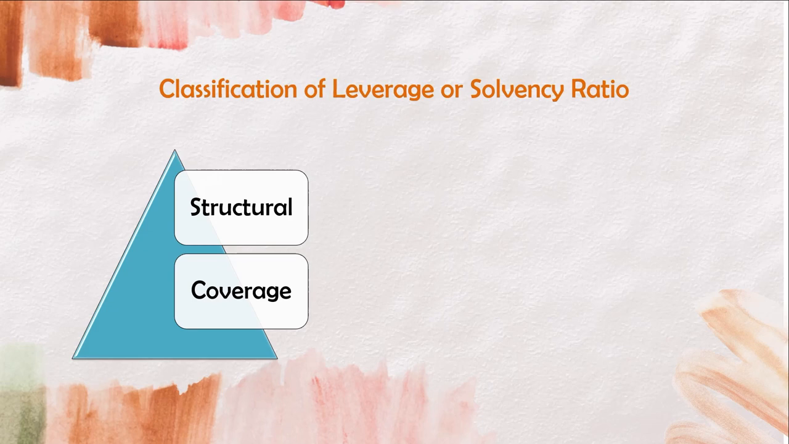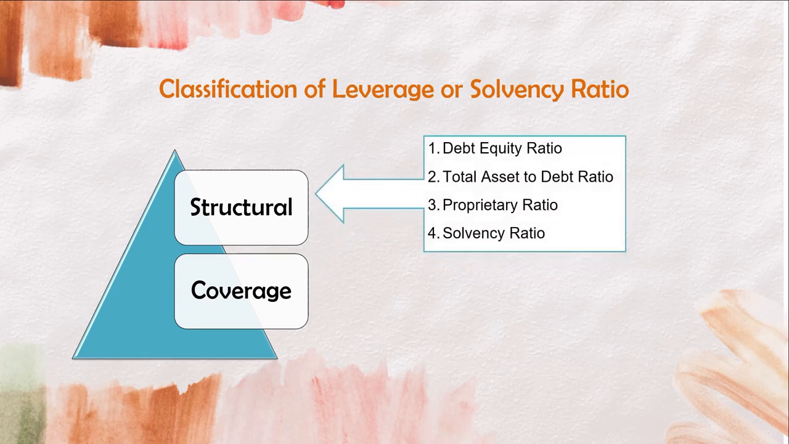There are a number of structural ratios. The first one is debt equity ratio, the second one is total asset to debt ratio, then proprietary ratio and the solvency ratio. These are the different ratios available for analyzing the long-term financial position of the company. These come under the structural ratio classification.